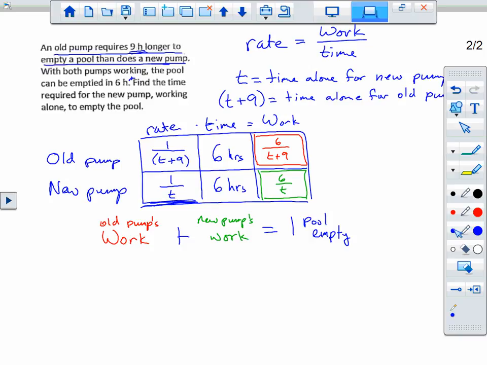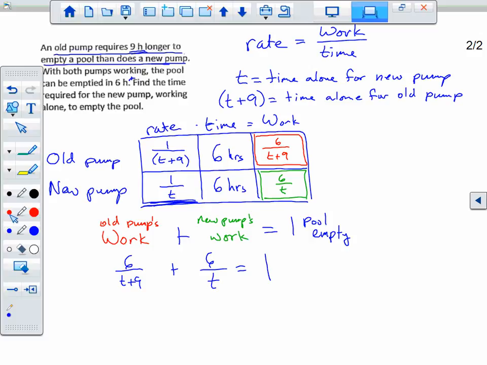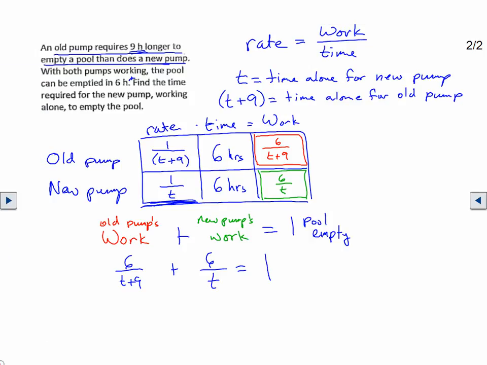And together they're going to empty a pool. We can write that down here in the equation. 6/(T plus 9) plus 6/T equals 1 pool emptied. Okay? We can simplify this equation. We can make this equation a lot nicer by getting rid of all of our denominators down here, and we can cancel them out by multiplying by the LCD, which is T times (T plus 9).